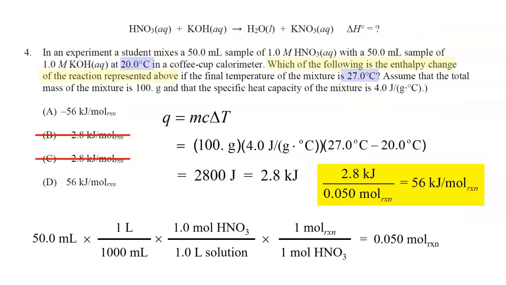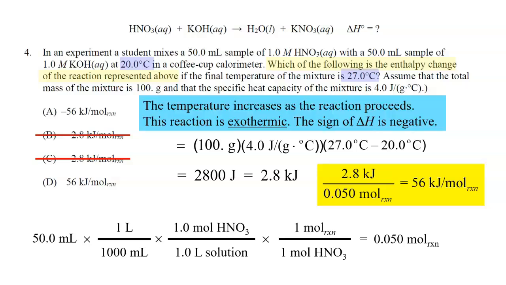So we know that in this experiment, the temperature increased from 20 degrees Celsius to 27 degrees Celsius. Therefore, the temperature increases as this reaction proceeds. This reaction is exothermic, and the sign of delta H is negative. So the correct answer to question 4 is choice A. The enthalpy change for this reaction is negative 56 kilojoules per mole of reaction.